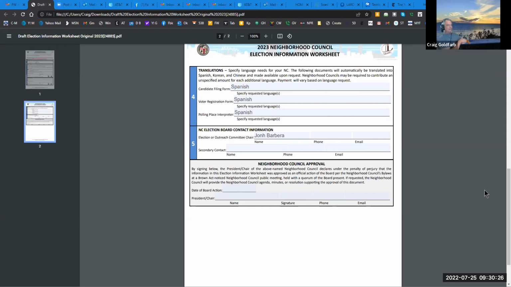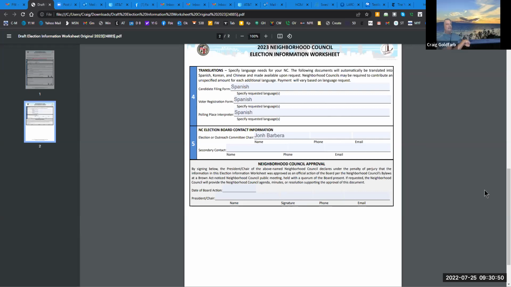Okay, so we put Spanish, it's not going to be at an additional cost. If you want to ask for other languages, it'd be at an additional cost. Thank you, Craig. So I'm thinking we can just go with the Spanish just to be inclusive. No, interpreter, it's automatically on Spanish.